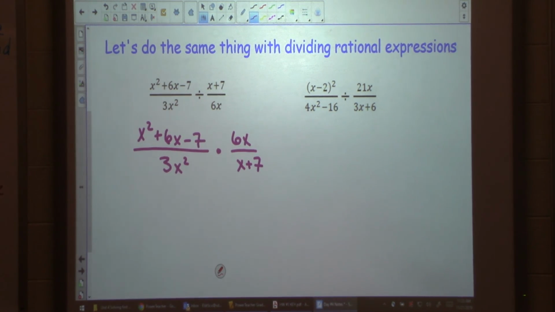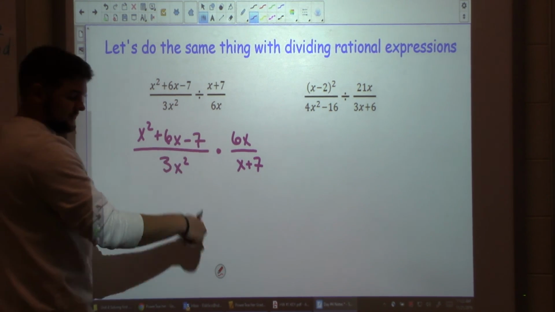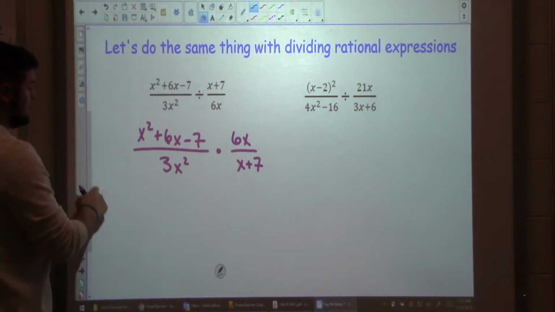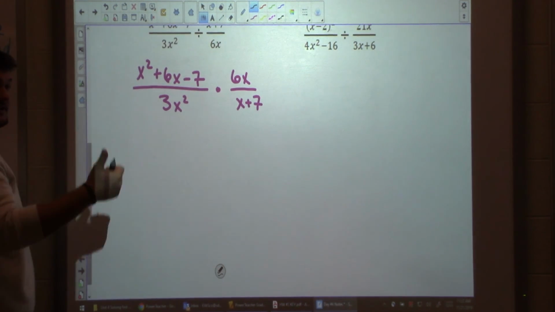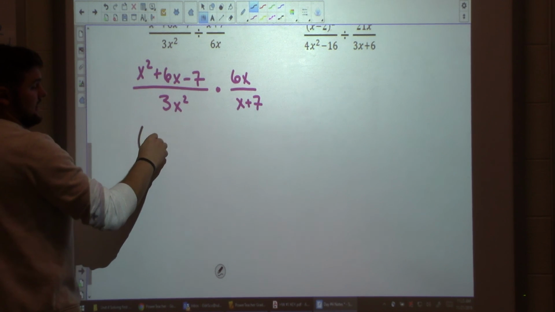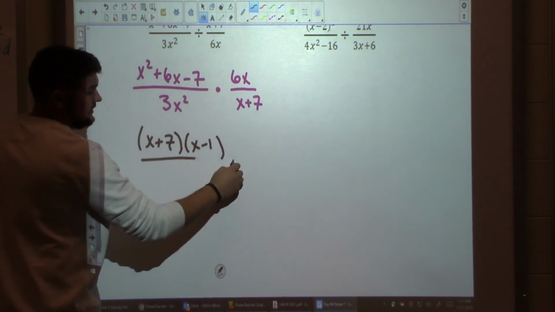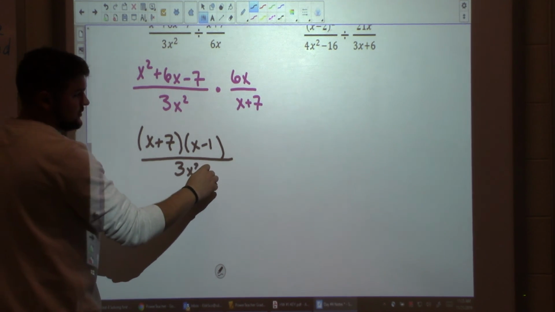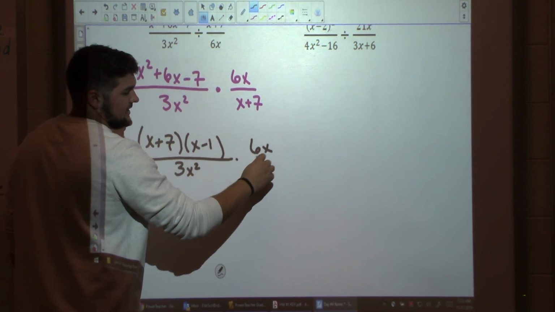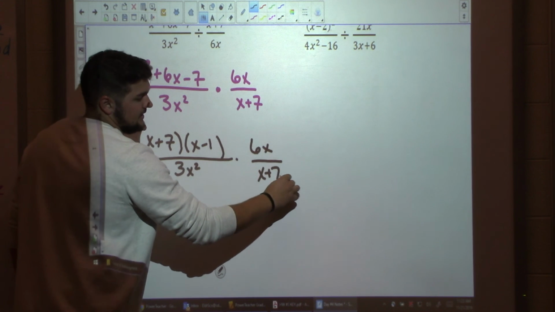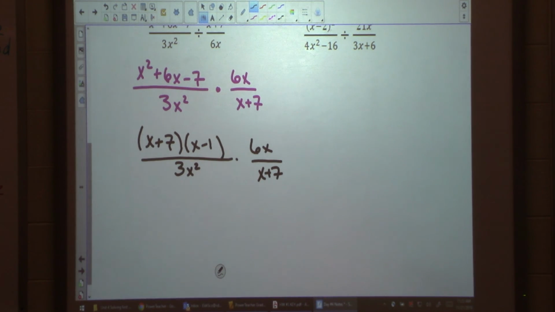Now we've just turned it into a multiplication problem, which we've been working on the whole day. So if you multiply by the reciprocal, you keep, change, flip. Now we're back to where we're comfortable. So, factor first. The numerator I can factor to x plus 7, x minus 1, over 3x squared, which does not factor. 6x does not factor. x plus 7 does not factor.